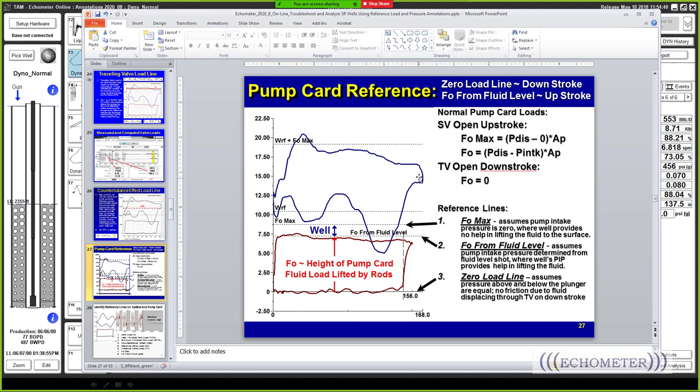Then we use the wave equation to subtract out the fluid dampening on the rods along with the weight of rods in fluid, and we treat the rod string as a giant spring. This piece right here is this line right there, and this compression is this right here. So this pump card sits on zero because we properly handled the correct weight of rods in fluid, the correct fluid friction on the rods called dampening, and there wasn't any extra mechanical friction. So we're doing that with the wave equation. Okay, we have more questions.